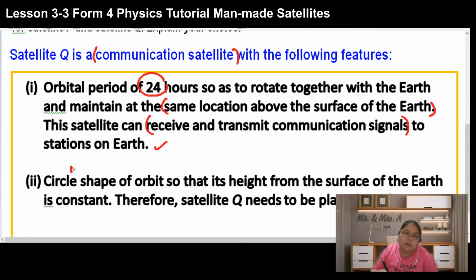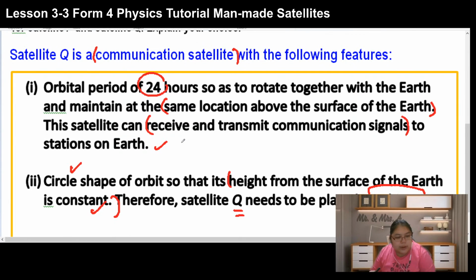Next one, circle. Circle means left and right should be the same. With the circle shape, the height from the surface of the Earth is constant. We do not want bigger or smaller, higher and lower. I want the height to be constant. So finally I choose the orbit with a constant height and circle shape. From here, the orbit I choose is orbit Y, 24 hours. So we finish our explanation for Q and also P.